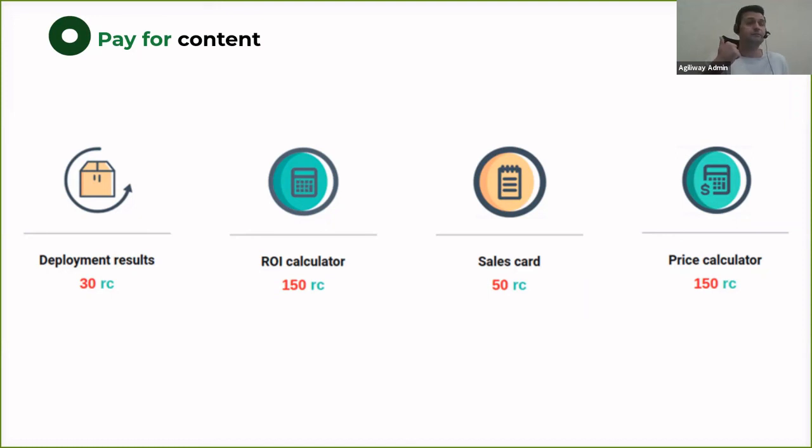What does it mean? The system has its own internal currency, RC, which equals $1. If you connect the ROI calculator, you will get 150 RC for this. Then you can exchange them for $150. Currently, the goal of the project is to fill in as much product information as possible.